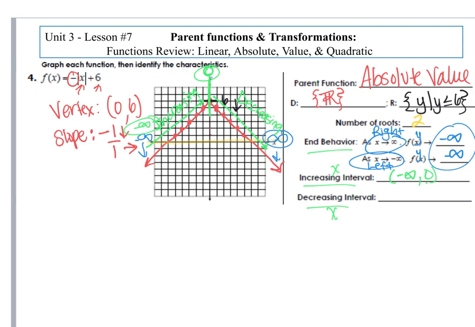Then we pick up the number we left off from the vertex, from 0 to the right forever. For x that would be positive infinity. Our slope is going down. And that's our increasing and decreasing intervals.